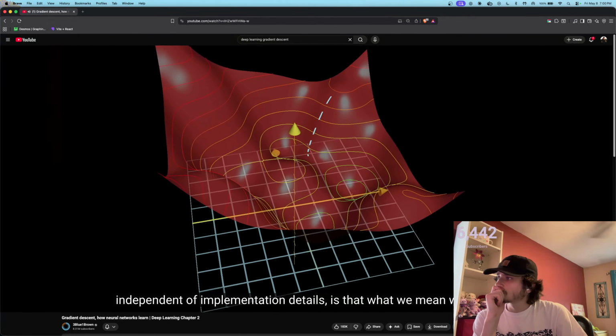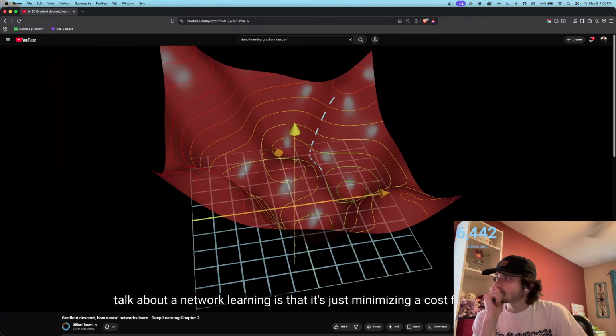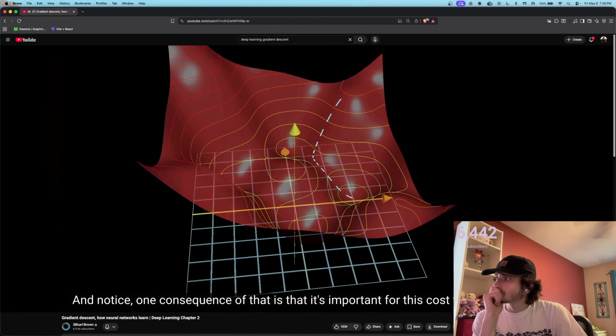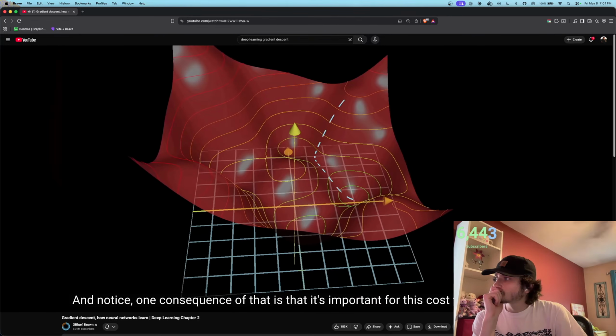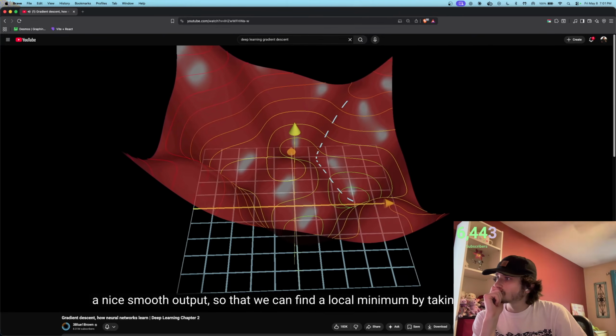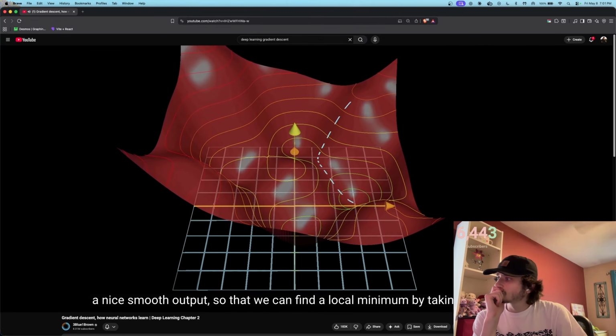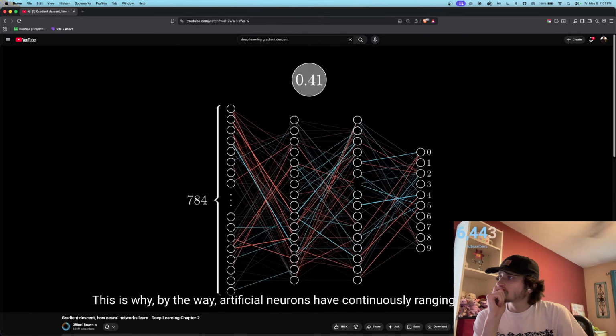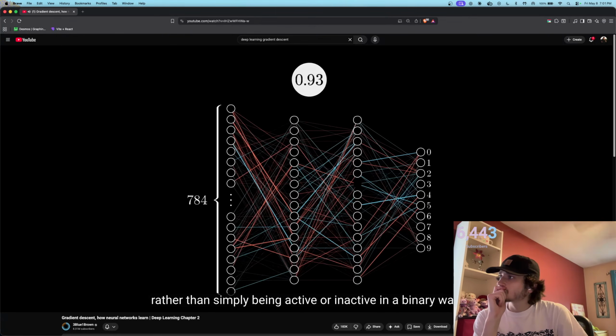is that what we mean when we talk about a network learning is that it's just minimizing a cost function. And notice, one consequence of that is that it's important for this cost function to have a nice, smooth output, so that we can find a local minimum by taking little steps downhill. This is why, by the way, artificial neurons have continuously ranging activations, rather than simply being active or inactive in a binary way, the way that biological neurons are.